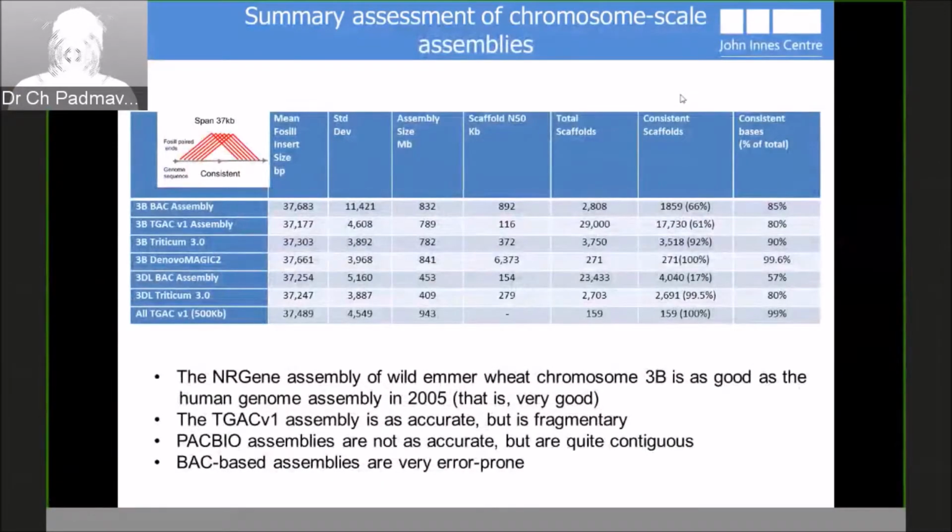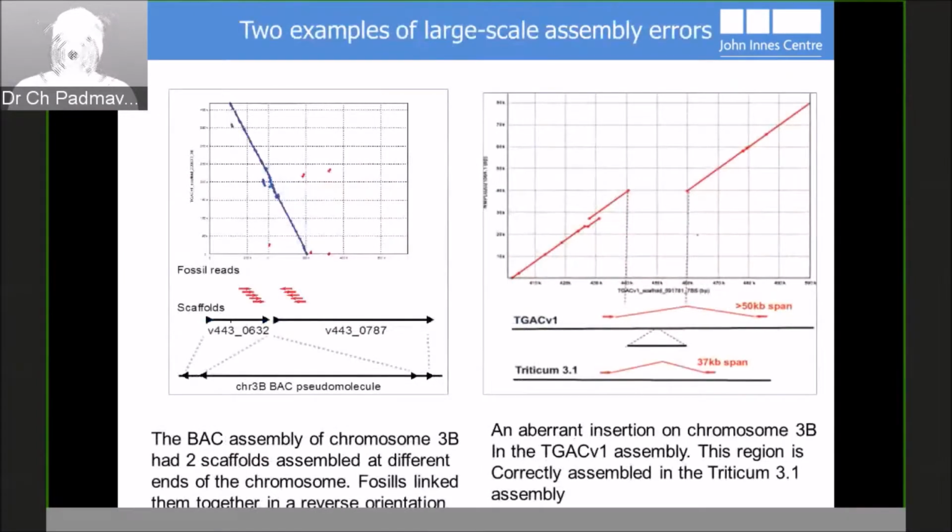Interestingly, the PacBio-based assemblies are not as accurate. They contain more inversions and incorrect assemblies than the Illumina-based assembly. But they are reasonably contiguous, and they incorporate more sequence into the final wheat assembly. And finally, BAC-based assemblies, where you break your DNA into chunks and then try to reassemble it, is a veritable genomic nightmare. This just shows you some of the types of errors that we've identified.